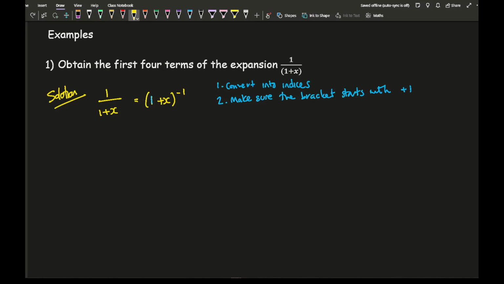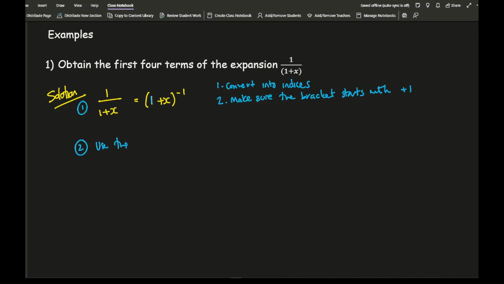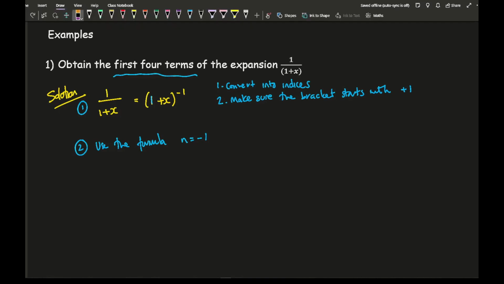So then what we need to do is get our variables. For this, let's just do some hashtagging so you know what my steps are. So that's number 1. Number 2 is then use the formula. So here we've got n equals -1. So what I need to do is substitute n equals -1, and I only want the first 4 elements of the formula needed. So it's always worth writing down the first 4 elements of this formula.